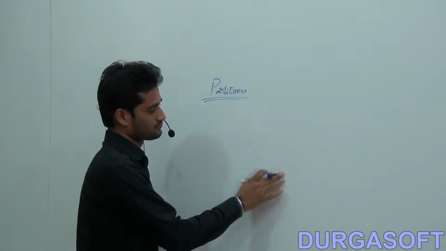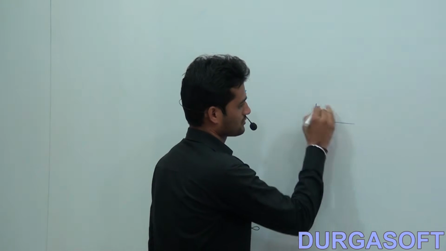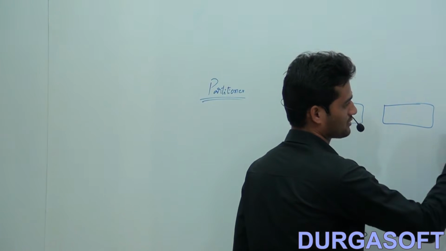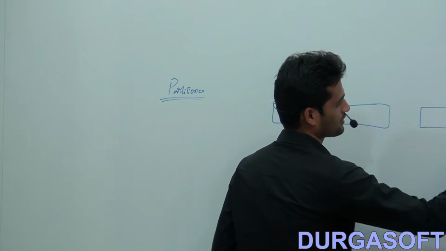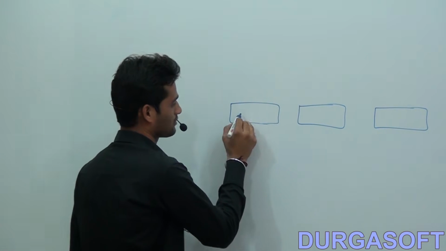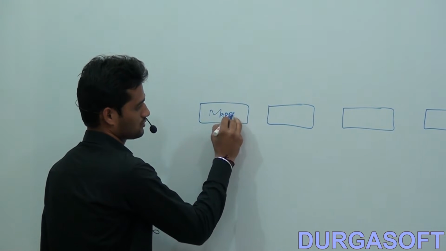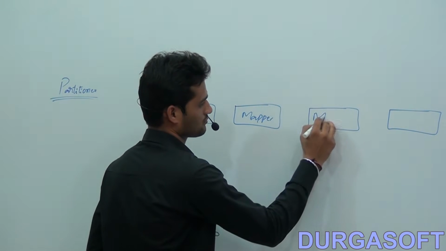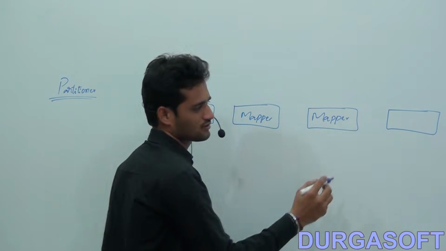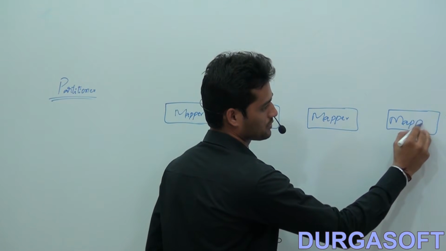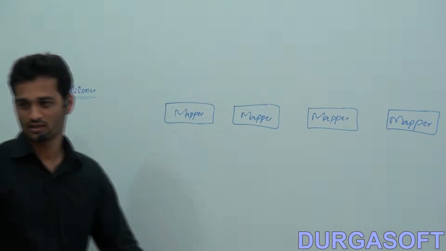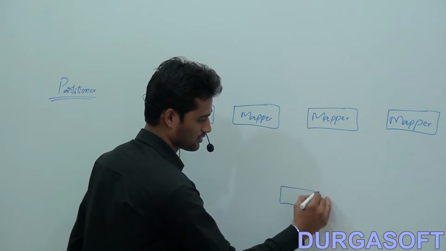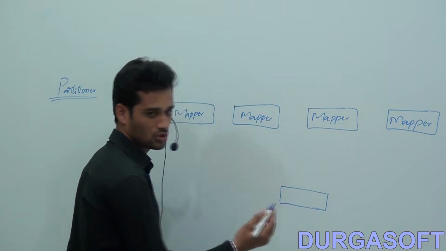Generally, if I am having 4 mappers, as you have already seen, we have taken a 200 MB file. How many input splits will there be? 4. How many mappers? 4. So by default, how many reducers are there? 1. How many output files will be given? 1 only. If you have 1 reducer, 1 output file will be given. If you have 2 reducers, 2 output files will be given.